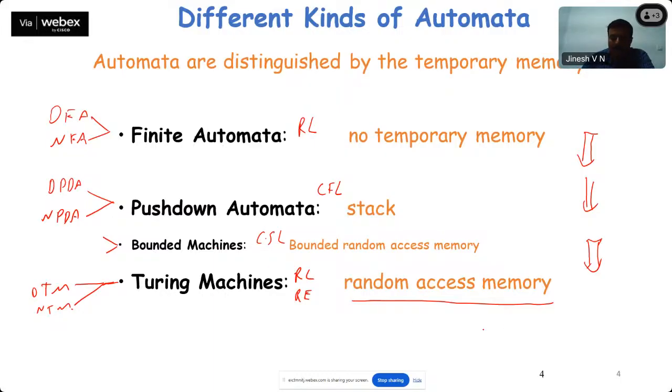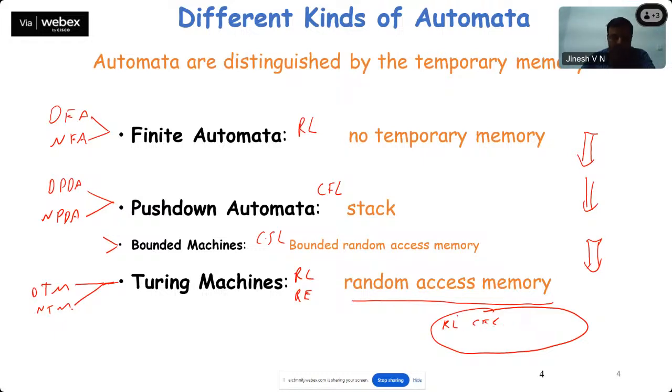So here recursive languages and recursively enumerable languages will be the superset compared to all. Then a subset of that will be context-free languages. And the subset of context-free languages will be this one.